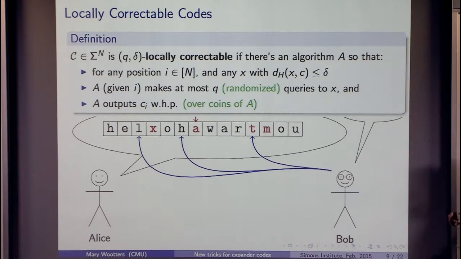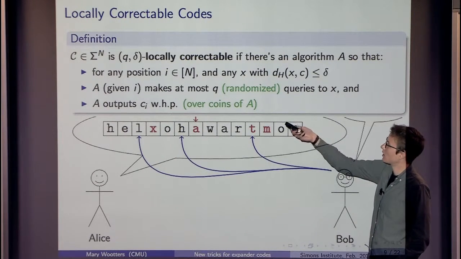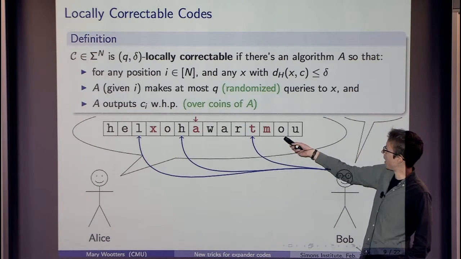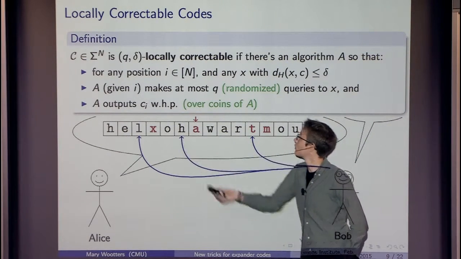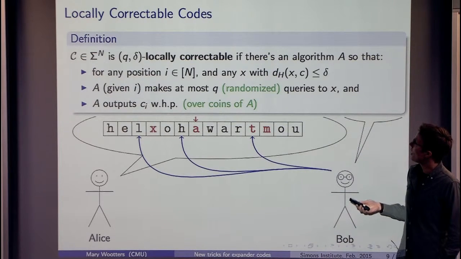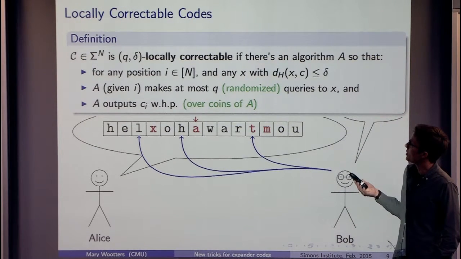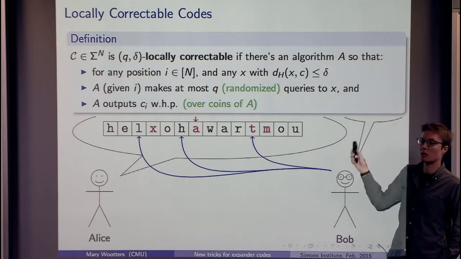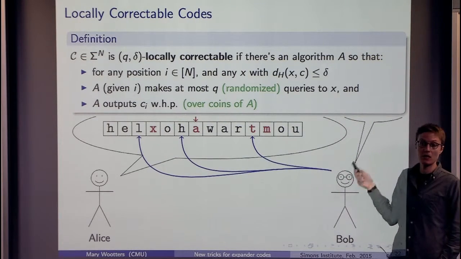Slightly more formally, we say that a code is (Q, delta) locally correctable if Bob can do this when the adversary gets to introduce a delta fraction of errors, and Bob makes Q queries. And the queries are randomized, and we want him to be able to succeed with high probability over the choice of his queries.